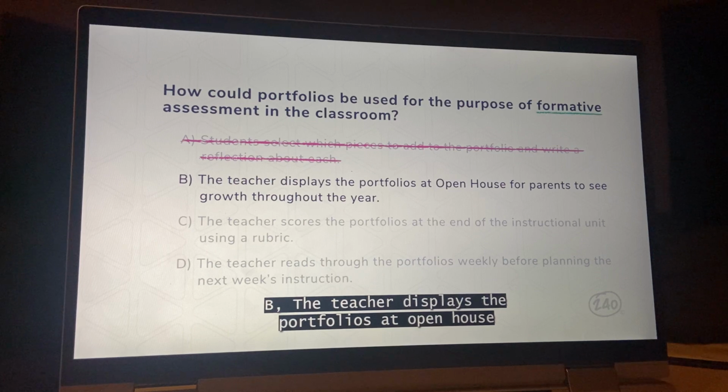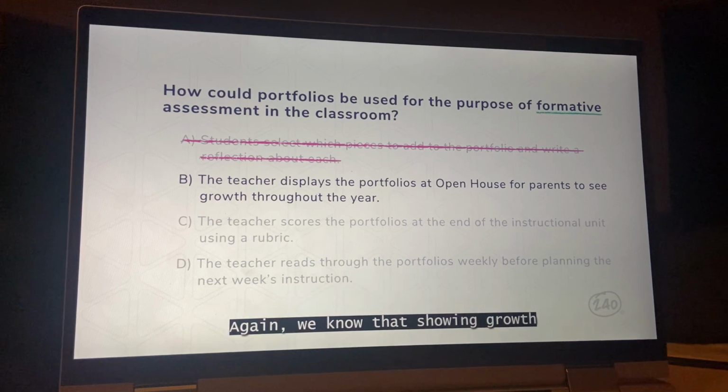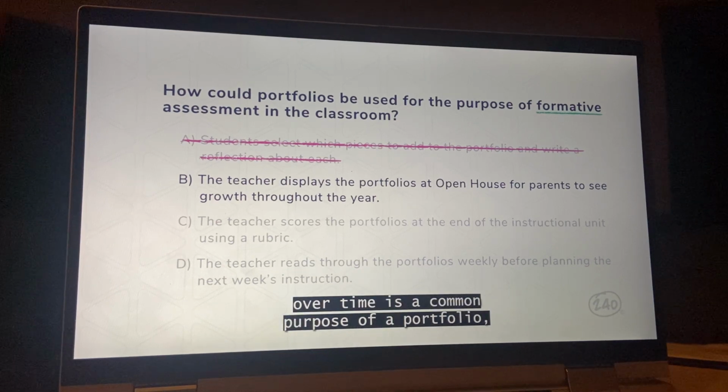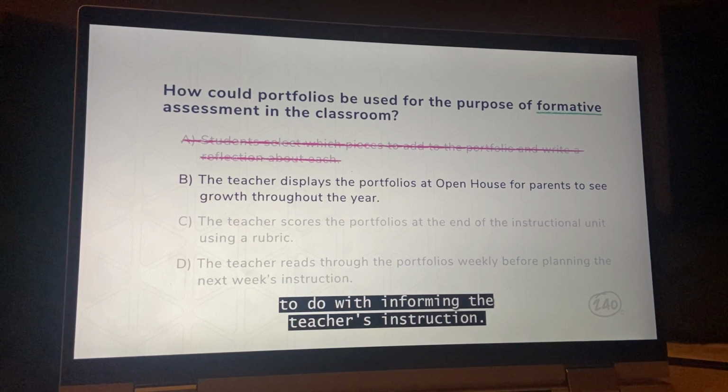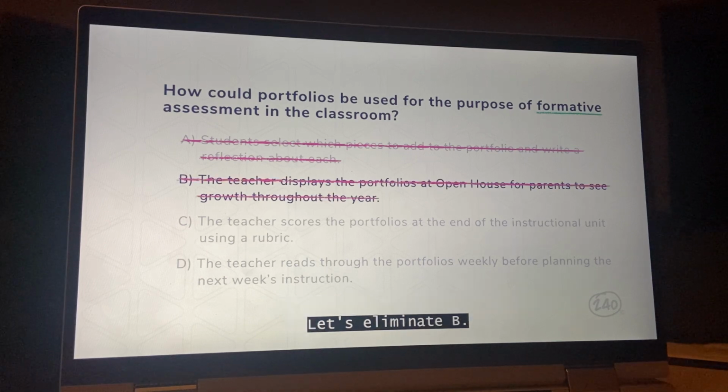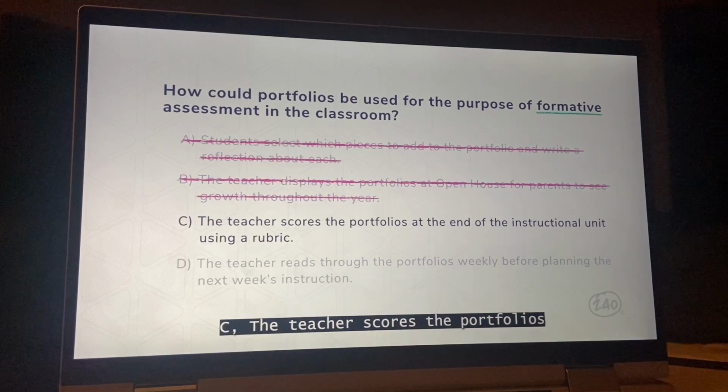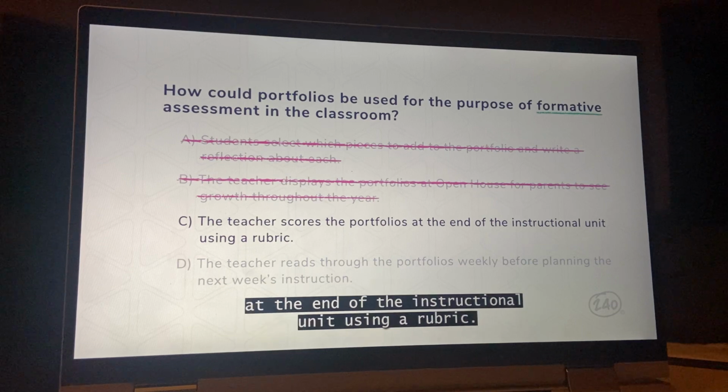B. The teacher displays the portfolios at open house for parents to see growth throughout the year. Again, we know that showing growth over time is a common purpose of a portfolio, but this choice still doesn't have anything to do with informing the teacher's instruction. Let's eliminate B.